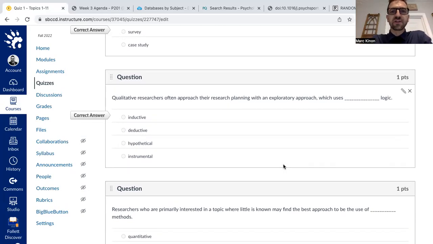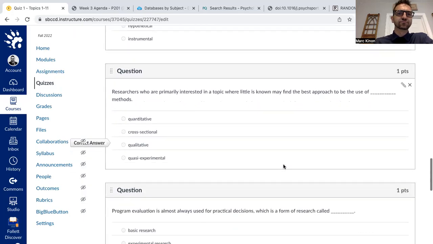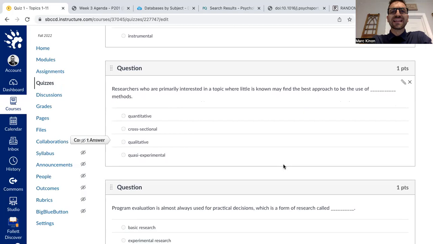Qualitative researchers often approach their research planning with an exploratory approach, which uses inductive logic. Researchers who are primarily interested in a topic where little is known may find the best approach to be the use of qualitative methods. If little is known about self-esteem, well, how can you measure self-esteem? Which isn't the case, but so what would you do? Well, you could follow around someone who has really high self-esteem and observe them and document how that self-esteem plays out in their life. So this could be a case study on someone who has high self-esteem.